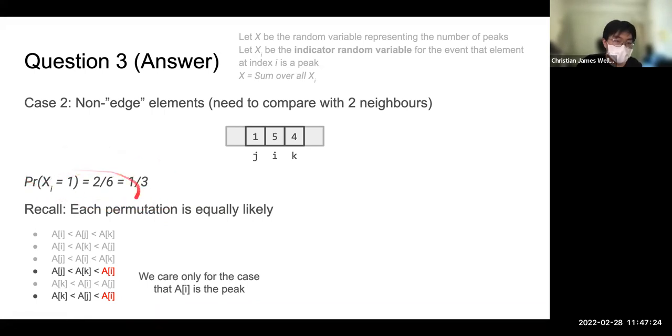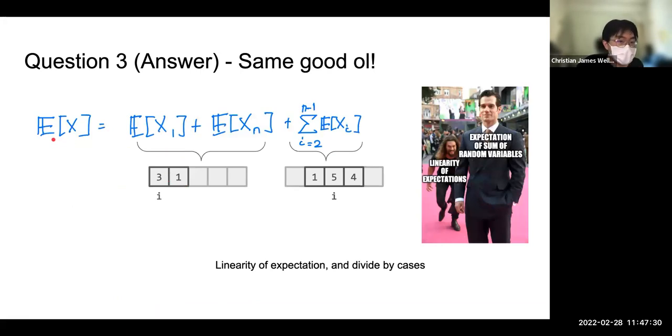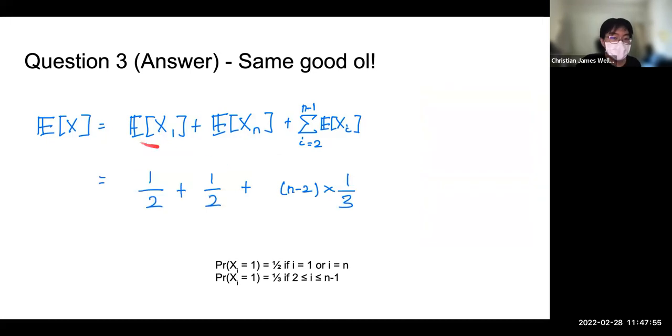So now we have 2 probabilities and 2 cases. To do the analysis, we break down the random variable into 2 cases. Case 1 is the edge elements, where we care about the index at the borders. The other is the index at the non-edge elements. I skip a lot of the linearity of expectation because I think you're very familiar with that by now. So these 2 probabilities are half and half by our earlier calculation, and these others are 1/3.